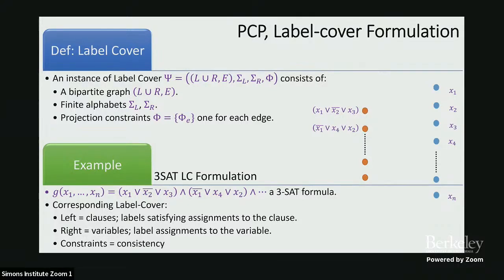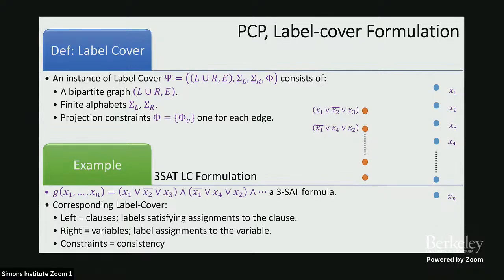In other words, assignments to the right side describe assignments to the variables. And assignments to the left side, well, the assignment to each vertex here is going to specify the assignments to each one of the variables inside the clause. And I'm only going to allow 7 of 8 of the assignments, those that satisfy the clause. So this is how to think about the left and the right. And now the last thing that I need to do is describe the constraints.